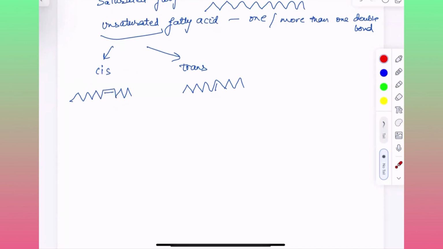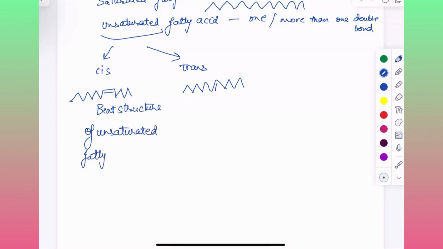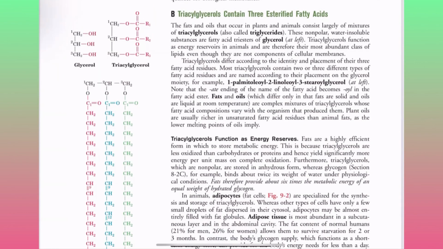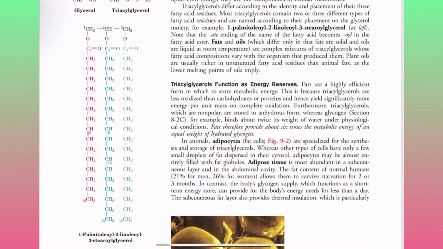Because of this space, which is also called a kink, unsaturated fatty acids have a bent structure. Because of this structure, they remain liquid at room temperature. Triacylglycerols are storage fat. They act as energy reserves.